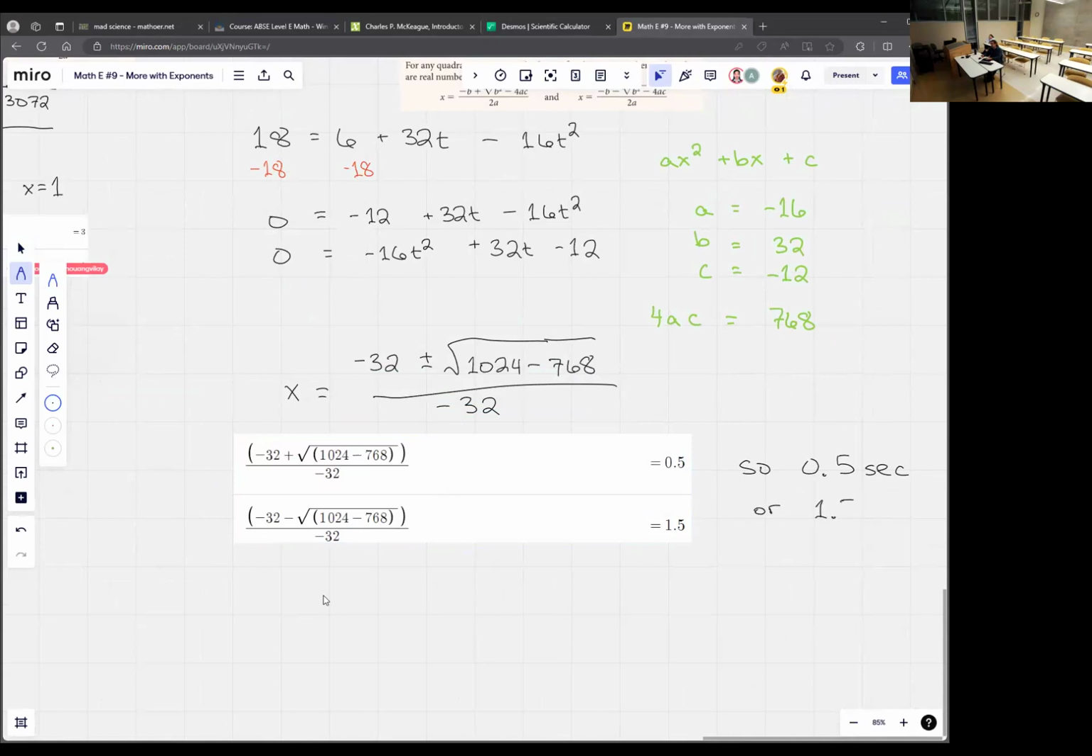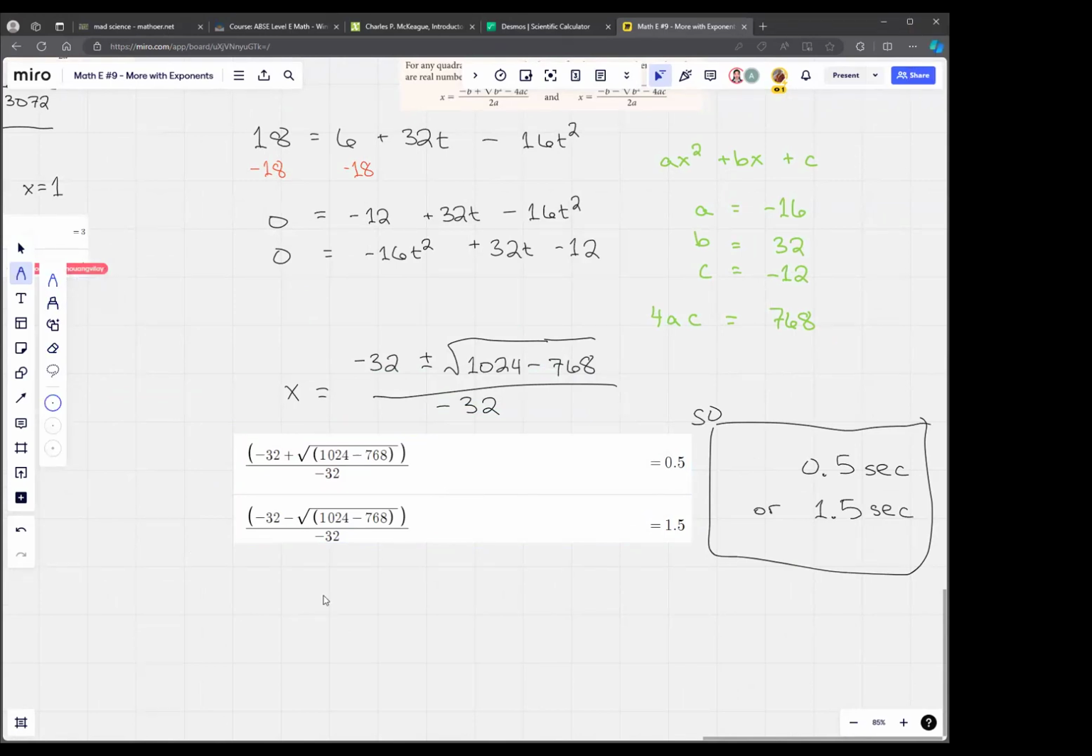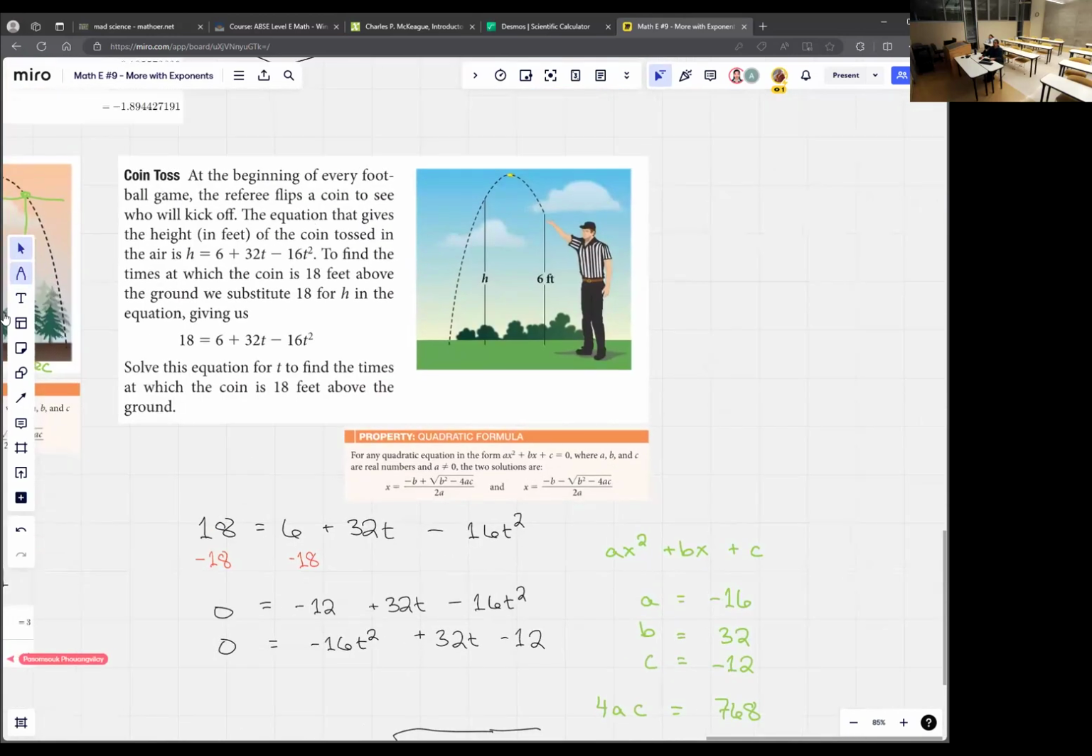Does it make sense that we have 2 positive answers? Kinda. 0.5 seconds would be very soon after he flips. So that's going to be here on the picture. And then another second goes by and it gets to there on the picture, and it's the same height 2 different times.